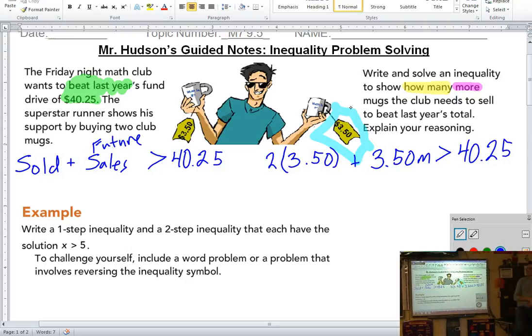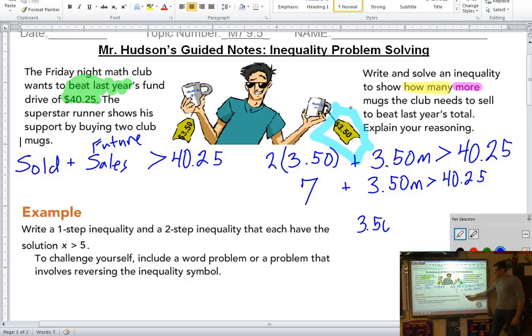Instead of writing 2 times 350, could you just write it as 7? Yeah, you can just simplify. So the next thing I would do is simplify that: this is 7 plus 350m is greater than 40.25. I would take away that 7 from both sides. And I'm actually just not going to show that, at least right at the moment. I might go back and show that. That would be 33.25.